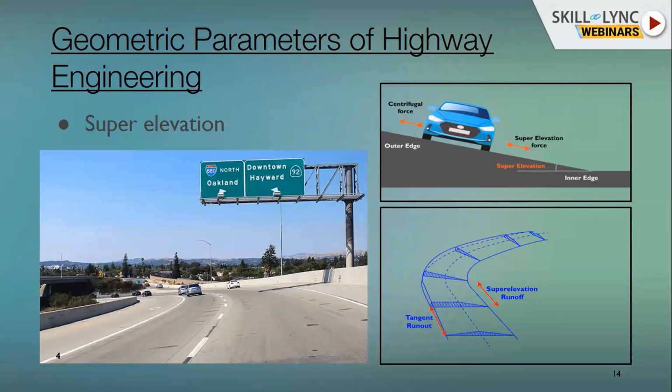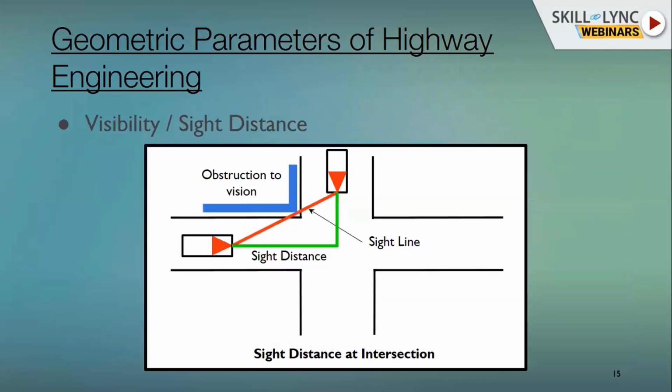So that's the concept of super elevation. All those values will be taken from the codes again to achieve this super elevation. So next, one more parameter of road safety precautions will be visibility, or the side distance.